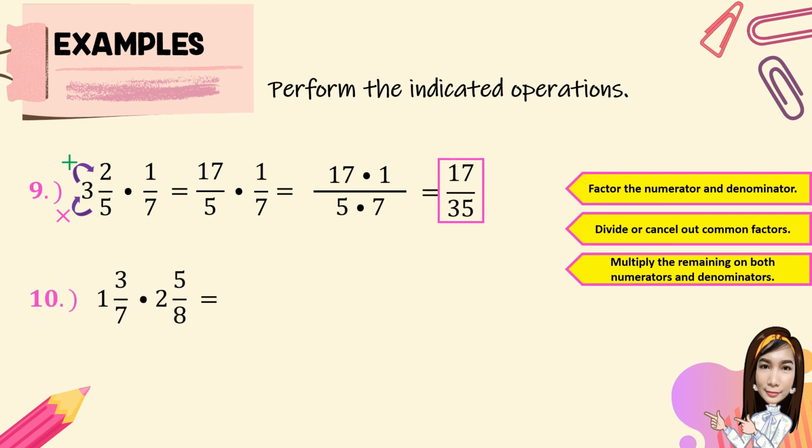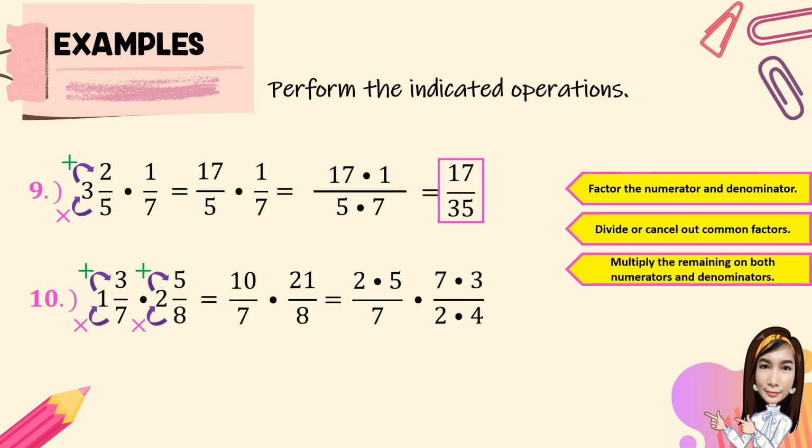For number 10, we have 1 and 3 over 7 times 2 and 5 over 8. So first, change the mixed number into improper fraction. So simply multiply 7 times 1 is equal to 7 plus 3 is equal to 10 over 7, times 8 times 2 is equal to 16 plus 5 is equal to 21 over 8. Then factor the numerator and denominator. 10 is equal to 2 times 5 over 7, times 21 is equal to 7 times 3, all over 8 is equal to 2 times 4.